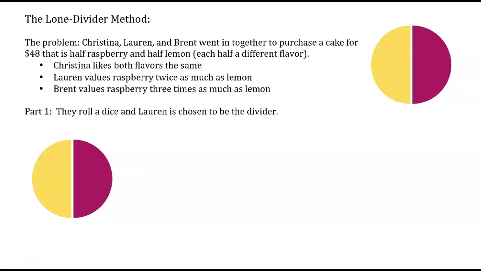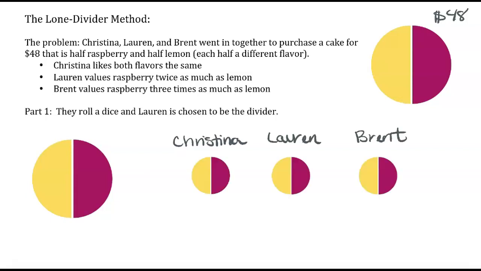We have Christina, Lauren, and Brent, and they go in together to purchase a cake for a total of $48. The cake is half raspberry and half lemon, with each half being a different flavor. Since Christina values both flavors the same, in their eyes, the lemon half is worth $24 and the raspberry half is worth $24.